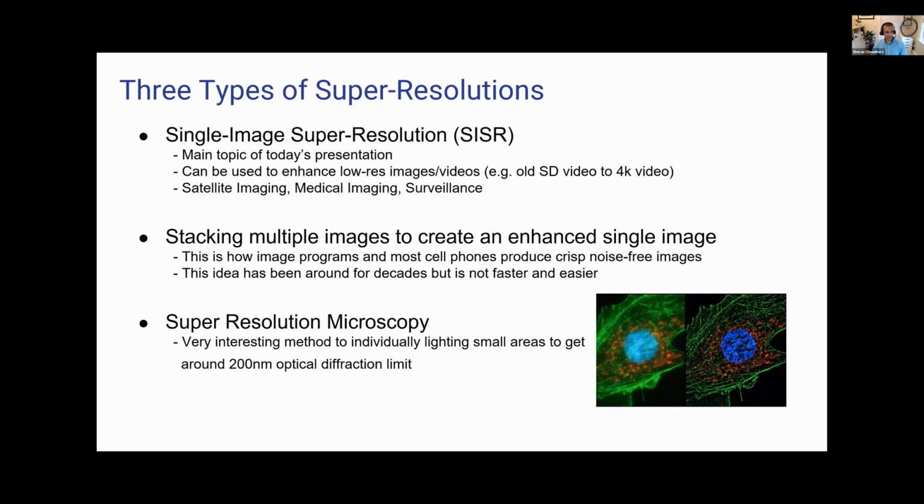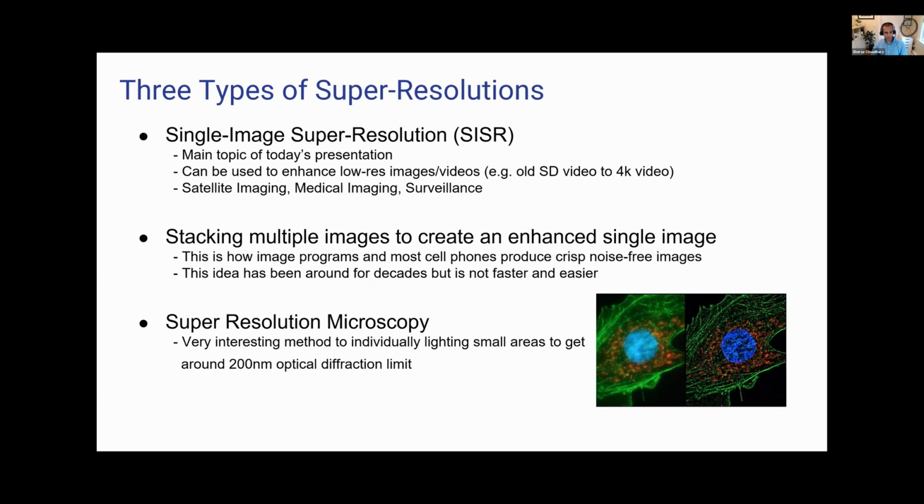Then the second type is stacking multiple images to create a single enhanced image. And this is how most cell phones create images with very low noise. I have a multi-$1,000 camera that sometimes can't produce images as well as my cell phone can. This idea has been around for decades, but it's gotten much faster and easier to do.